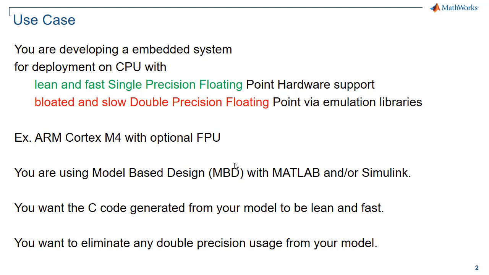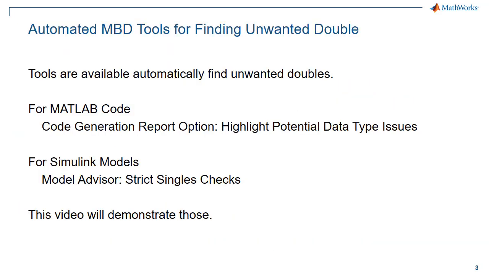In addition, you're using model-based design with MATLAB and/or with Simulink. You want the C code generated from your model to be lean and fast, so that means you want to eliminate any double precision usage in your model. This video will show you how to accomplish that easily.